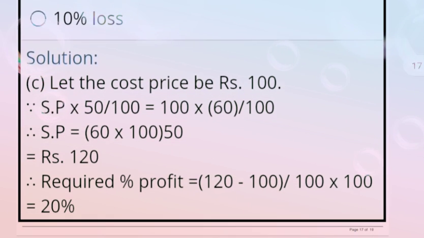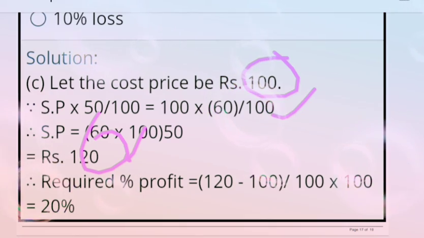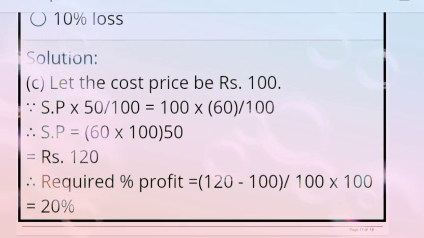And the solution for this question is given as: let the cost price be 100 rupees. Okay, so SP into 50 upon 100 is equal to 100 into 60 upon 100. Now here we get SP equal to 120. So we easily get 20% profit. Now come to the next question.